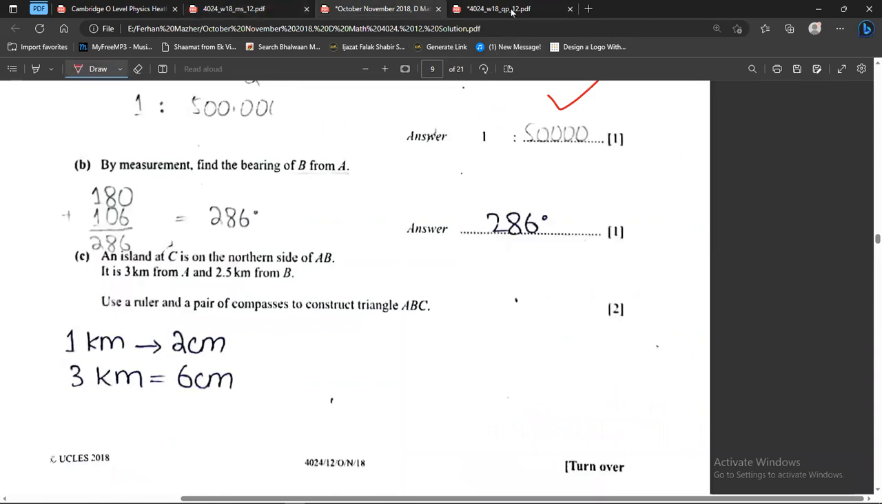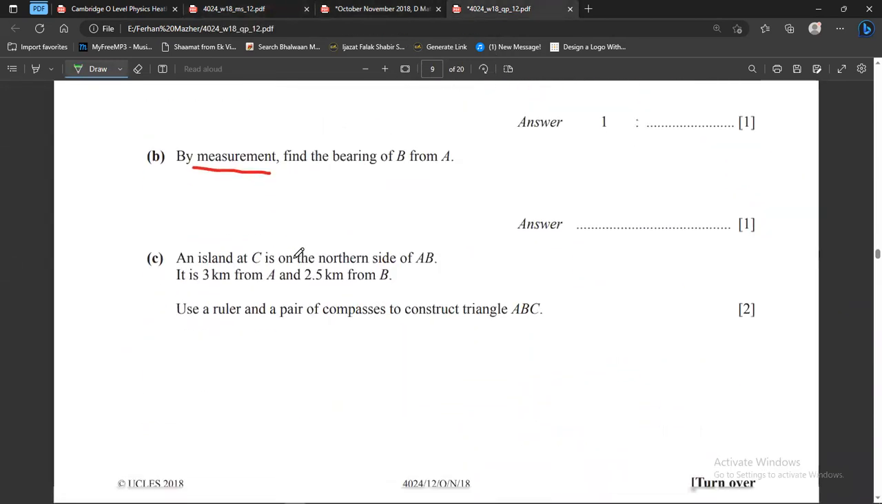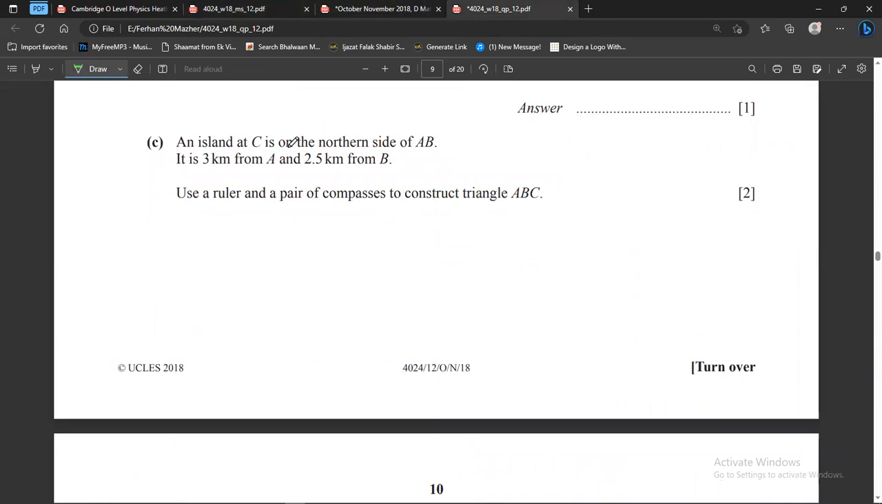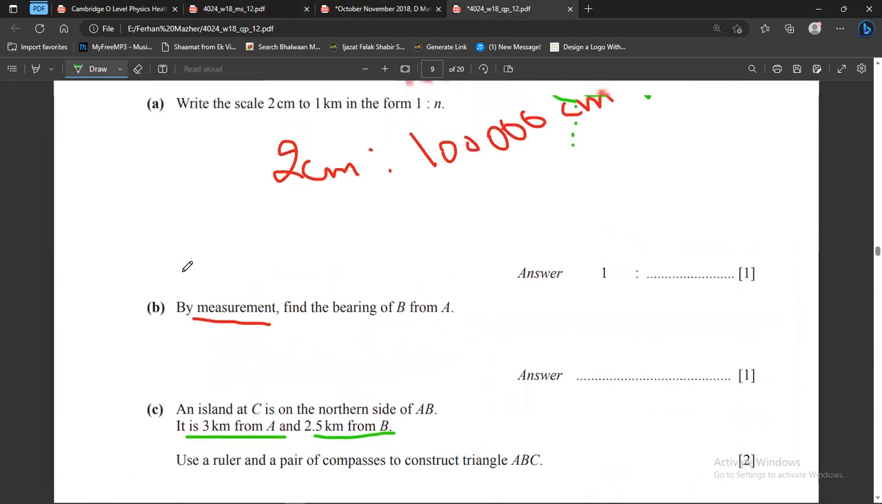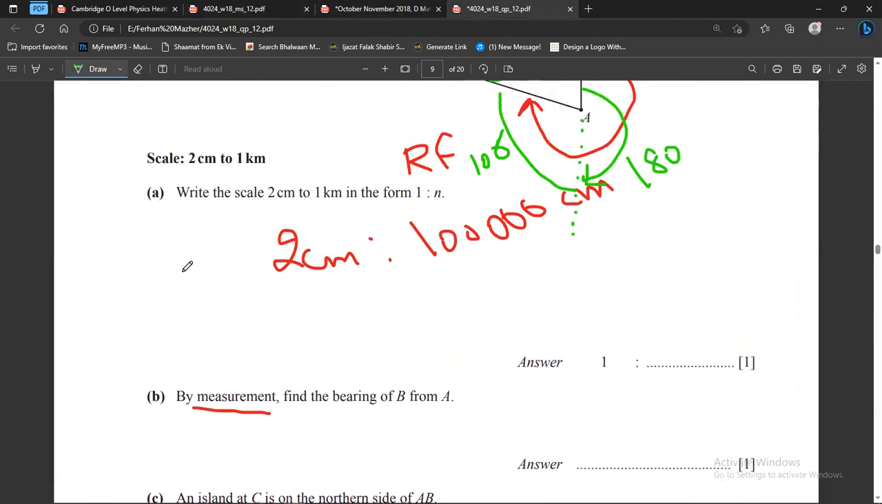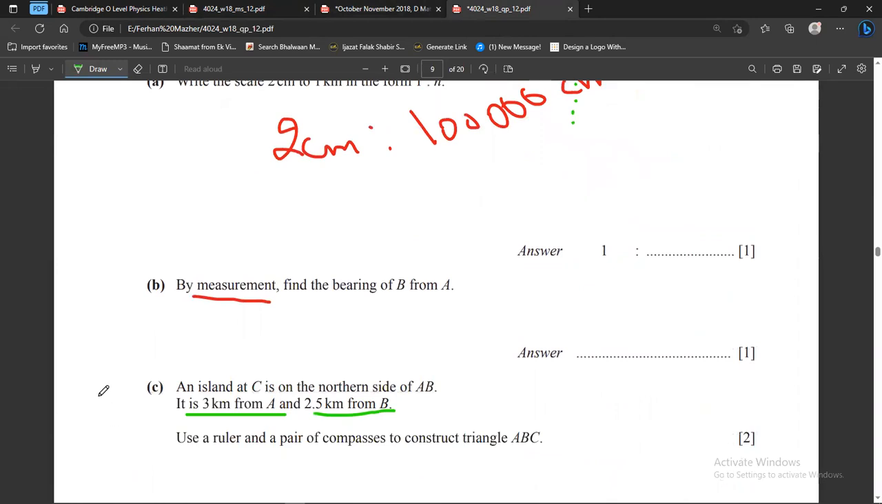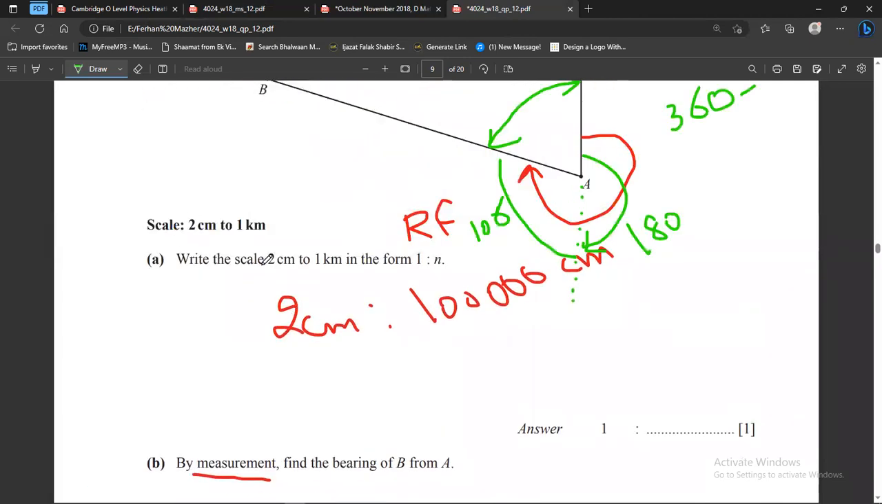Okay, then it says, an island at sea is on the northern side of AB. It is 3 kilometers from A and 2.5 kilometers from B. Use a ruler and a pair of compasses to construct the triangle ABC. So 3 kilometers will be a 6 centimeter line and 2.5 kilometers will be a 5 centimeter line, according to this scale.